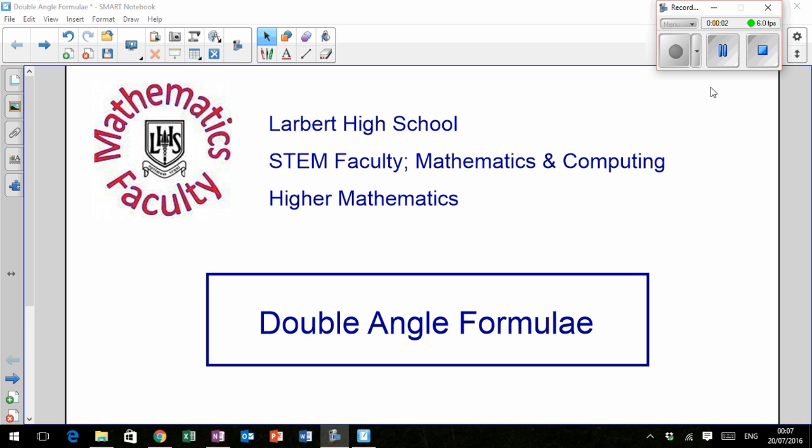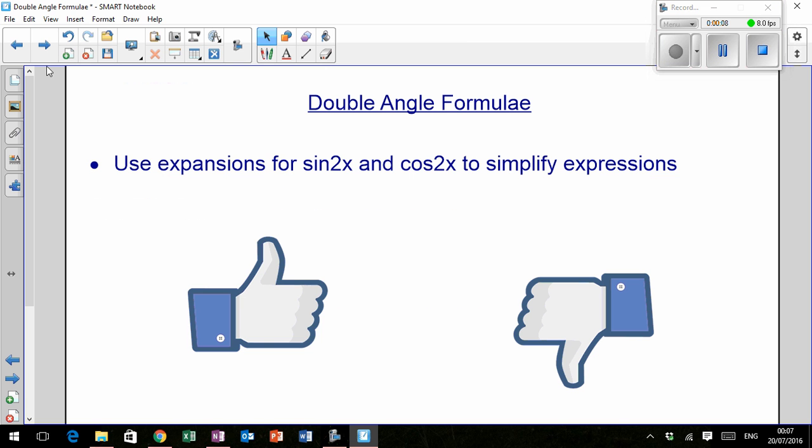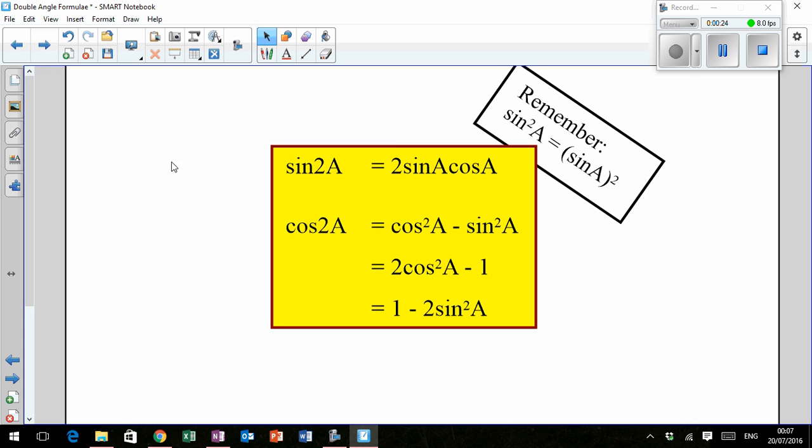Hi, welcome to just a quick video on double angle formula from the trig topic at higher maths. What we're going to look at is just using the sine 2x and cos 2x to simplify expressions. Now, this is very similar to your addition formula in that it is a formula that's given on the formula sheet that you just have to recognise and use. Okay, so I'm not going to do the proofs. I'll just take you into what they are and how to use it.